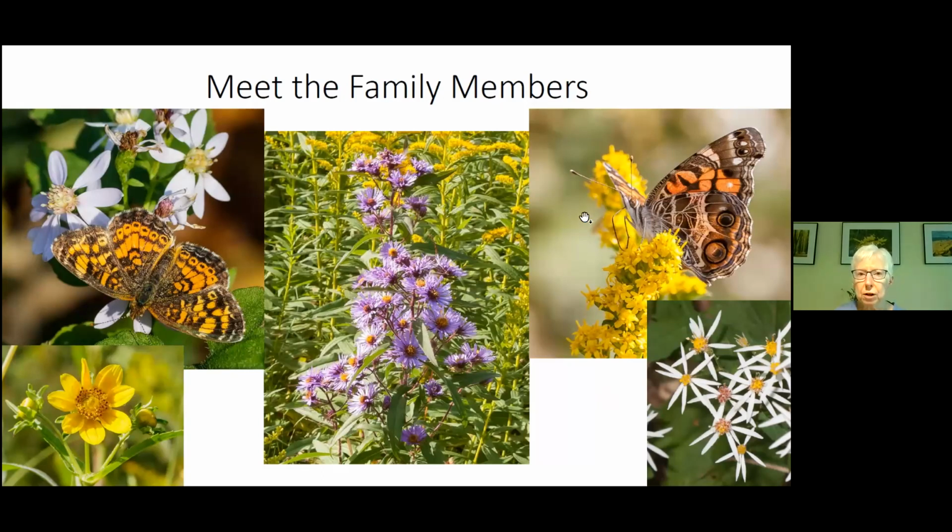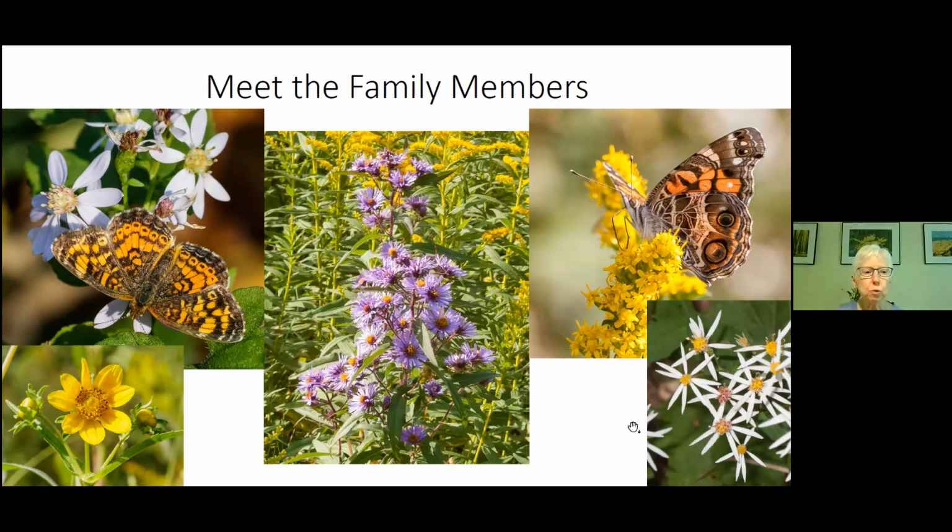All the goldenrods are in the aster family. The sunflowers, the beggar-ticks, the coneflowers are all members of the aster family, and we'll see others as well. So we'll start taking a look at individual members.